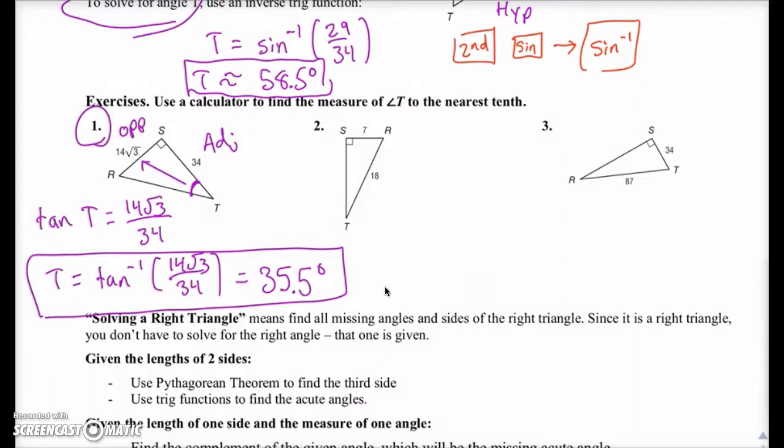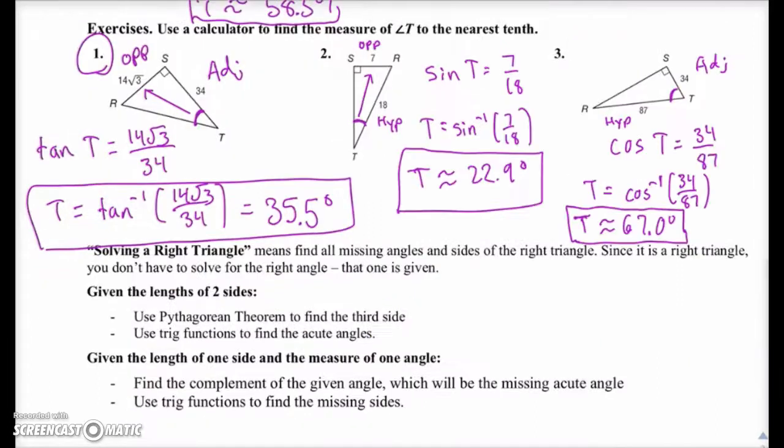Right now, just pause the video and do number 2 and 3 on your own. And then when you're ready to check, you may unpause it. Alright, so here are your answers. Not too bad. It's still the same process in terms of using the ratios of what's opposite, what's adjacent, and what's the hypotenuse. And you're literally just hitting second or shift to get to your inverse.